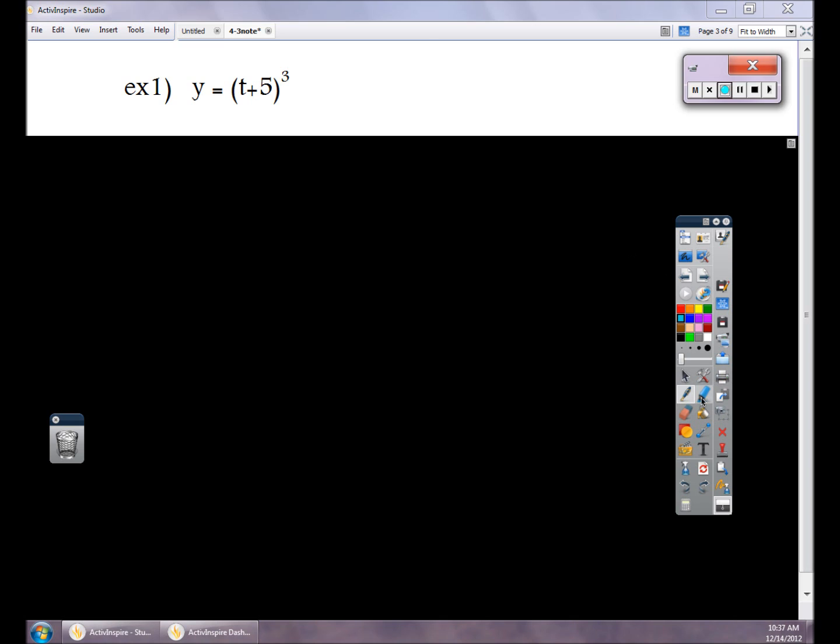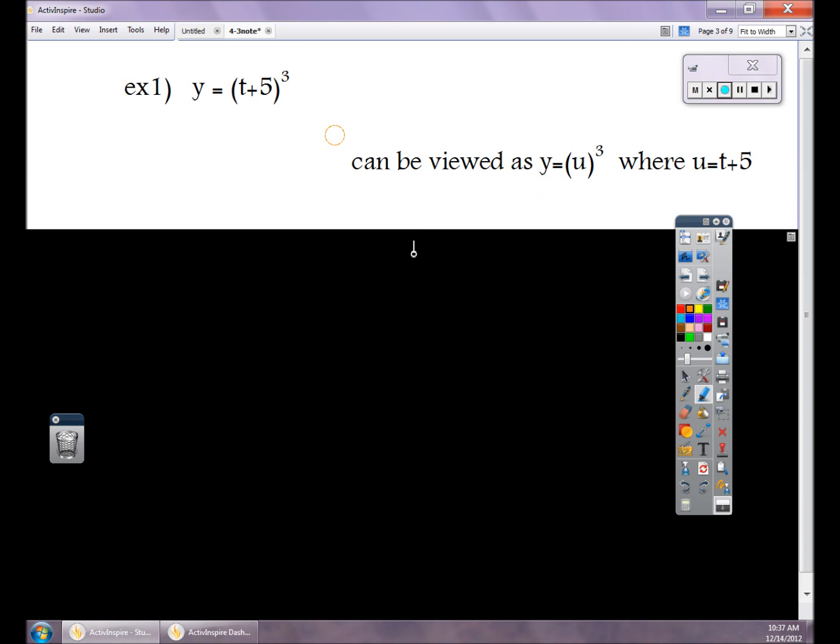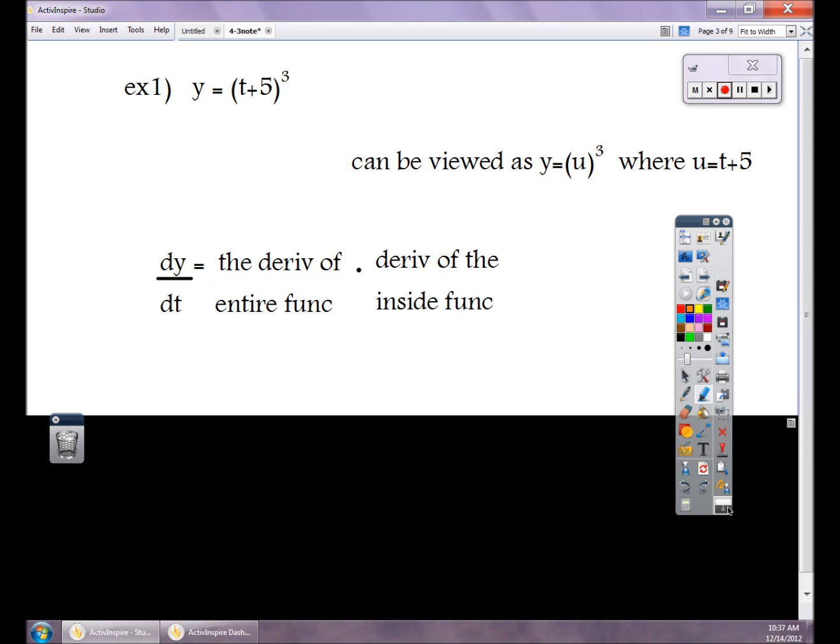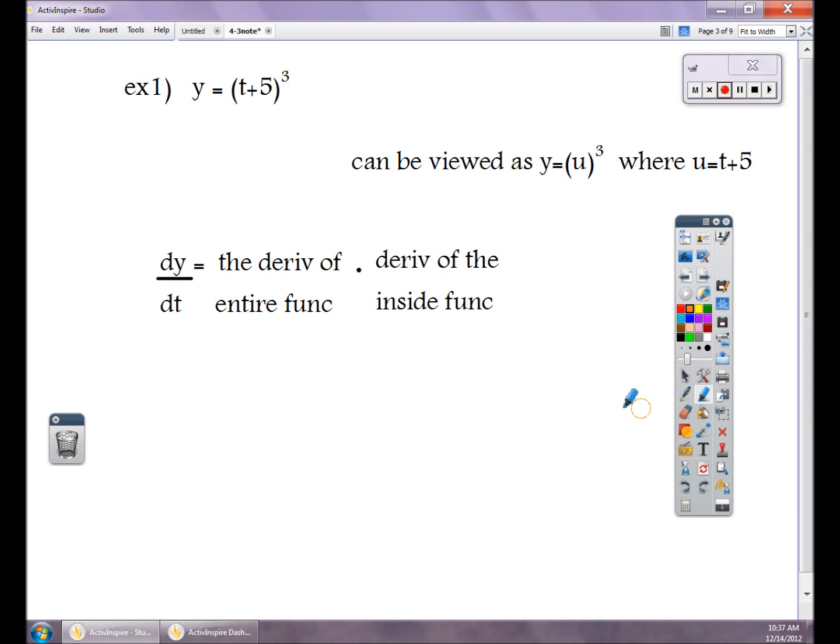t plus 5 is a function. I can take the derivative of that function. Some variable raised to the third is also a function. That's my secondary function. I can think of it as y equals u cubed, and I can do a substitution where u is t plus 5. To take the derivative dy dt, I'm going to take the derivative of the entire function, and I'm going to multiply that by the derivative of the inside function. And I'm going to use the simple shortcut in doing both. The derivative of t plus 5 would be 1.